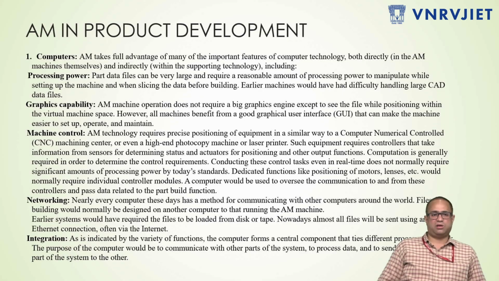And coming to the case of this, the computer should have high processing power, and it should have high graphics capability, because all the machines should be fitted with a good graphical user interface, so as to operate and maintain. And coming to machine control, where additive manufacturing machines can be controlled, for making a photocopy or developing on a thing, machine control is required. Then networking and integration, because the files we are going to use should be sent easily to the AM machine, followed by the integration.